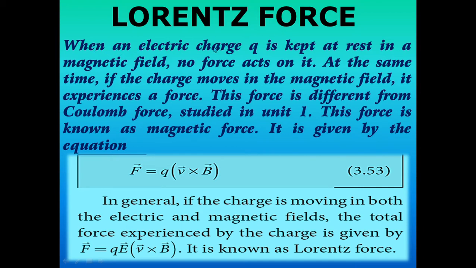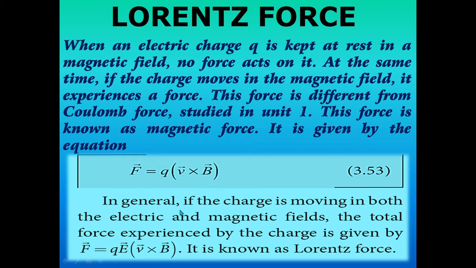When an electric charge Q is kept at rest in a magnetic field, no force acts on it. At the same time, if the charge moves in the magnetic field, it experiences a force. This force is different from the Coulomb force studied in the Unit 1 lesson. This force is known as magnetic force. It is given by the equation F vector is equal to Q into V vector cross B vector.